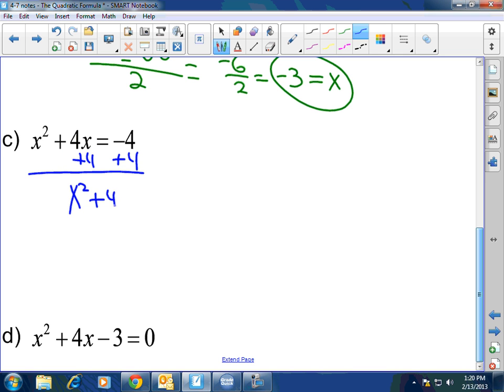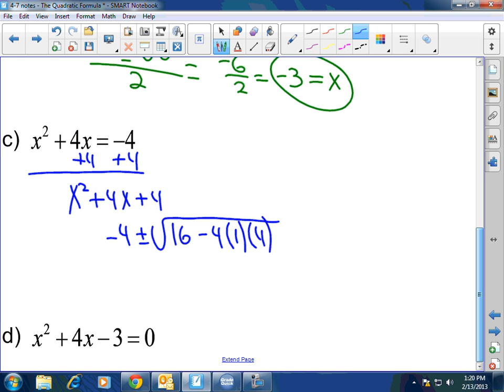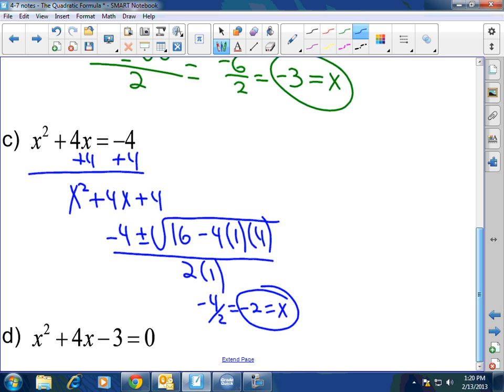X squared plus 4x plus 4. So negative b plus or minus the square root of b squared minus 4 times a, times c. Look at that, you're going to get another 0 in here, divided by 2a. So this would be negative 4 plus or minus 0 over 2. So negative 4 over 2. Again, it's going to be a perfect square. X equals negative 2.